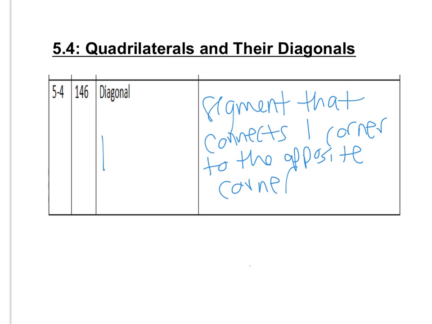So for example, if we drew a rectangle, a diagonal, if it started in this corner, would be a segment that would go all the way to the opposite corner. A diagonal could also obviously go the other way. Make sure you pause this video if you need to in order to catch up to write things down.